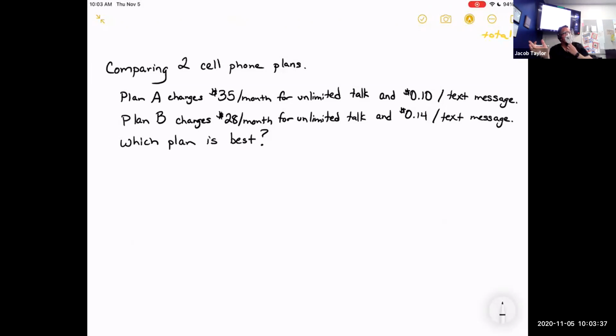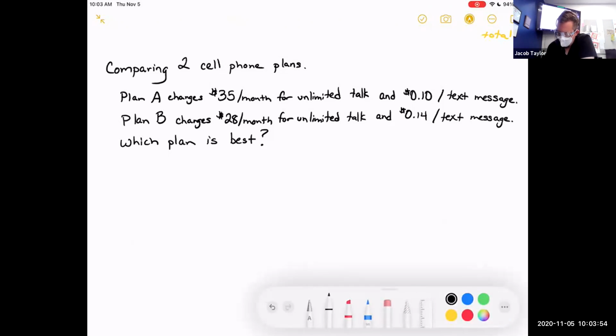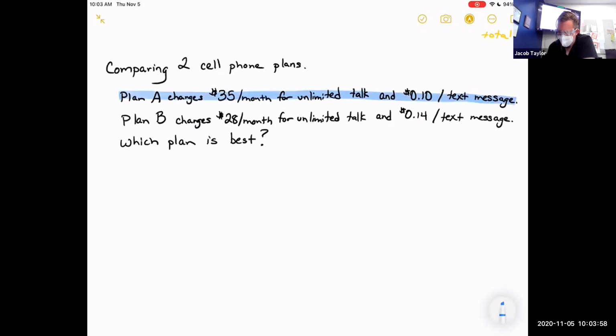But what I can tell is, when are these 2 plans going to cost me the same amount of money? So we're going to write 2 different equations. One is going to be for plan A, and the other one's going to be for plan B. Okay, so let's go ahead and take a look at the first one. Plan A is $35 a month and 10 cents per text message.